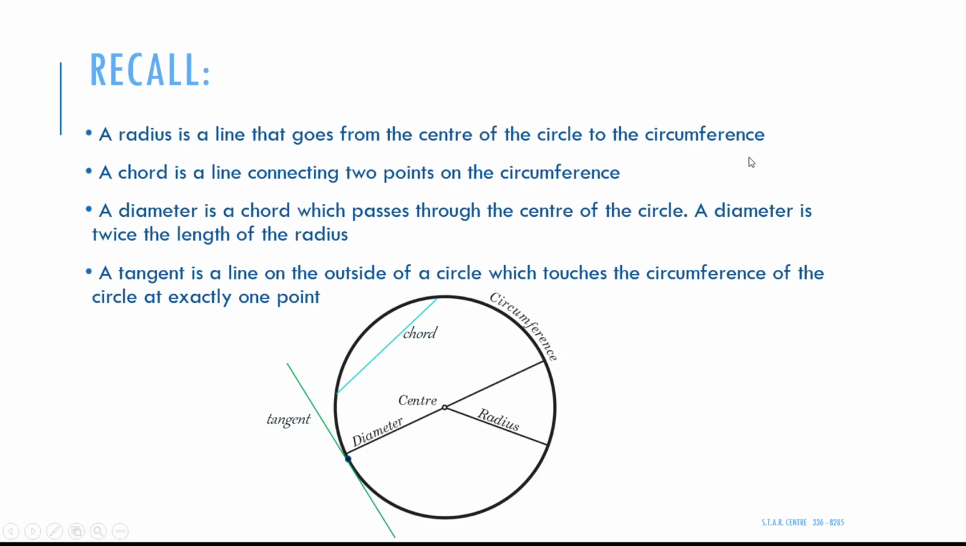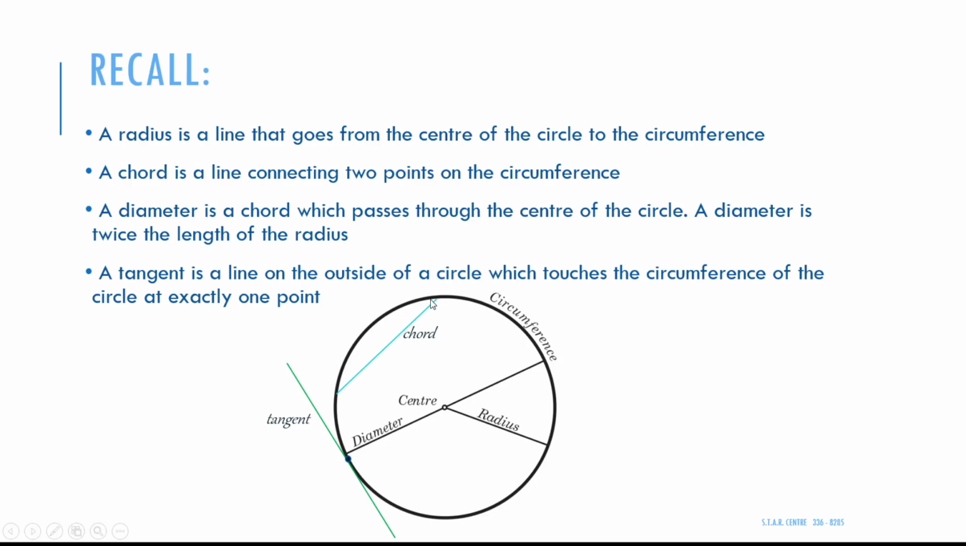So first we are going to look at parts of a circle, and to recall, the circumference is the distance around the circle, the outer part of the circle represented by the bold circle here. A radius is a line that goes from the center of the circle to the circumference. A chord, as shown on the diagram by the blue line, is a straight line connecting 2 points on the circumference, so it touches the circumference at 2 points.